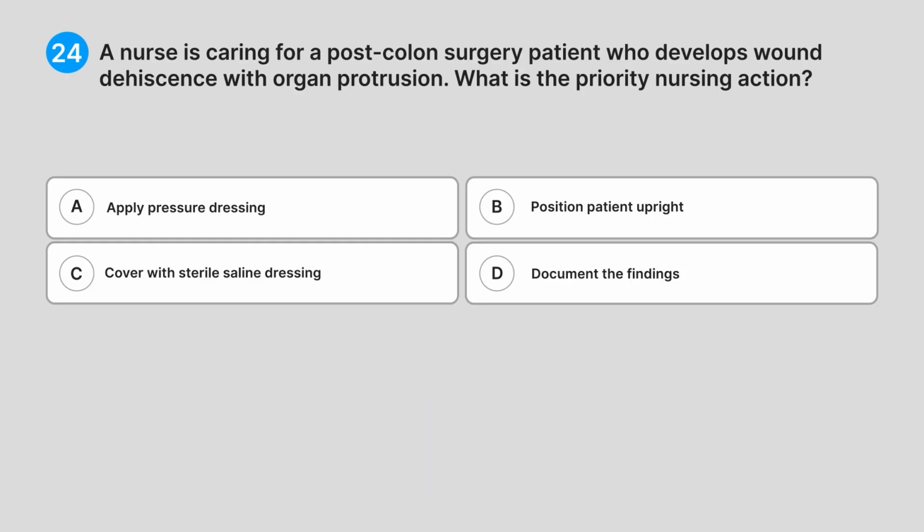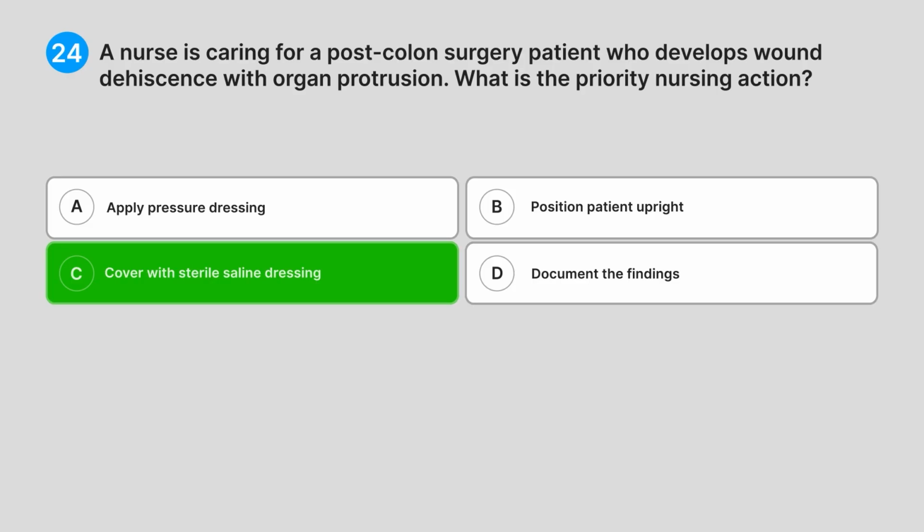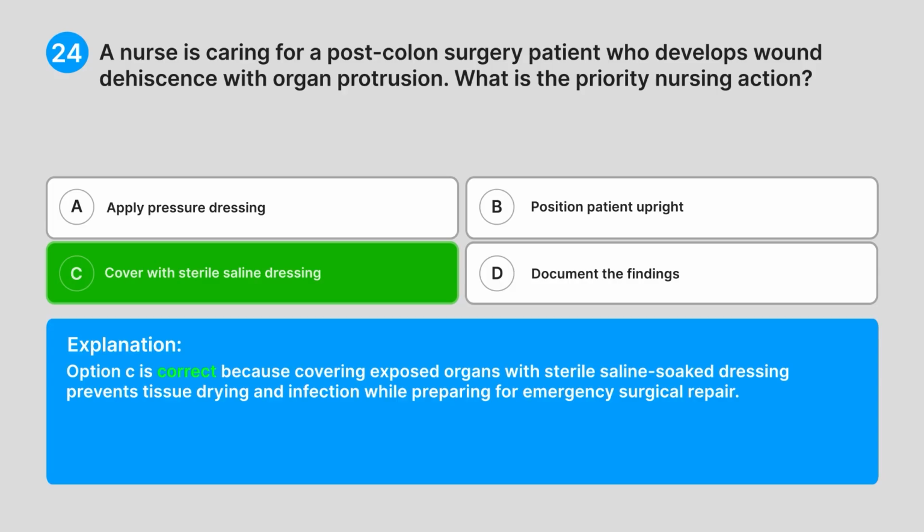Correct answer, C. Cover with sterile saline dressing. Explanation: option C is correct because covering exposed organs with sterile saline-soaked dressing prevents tissue drying and infection while preparing for emergency surgical repair.